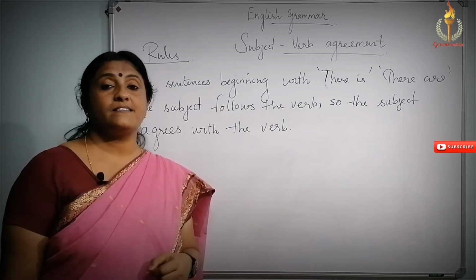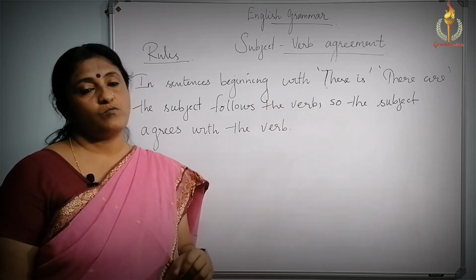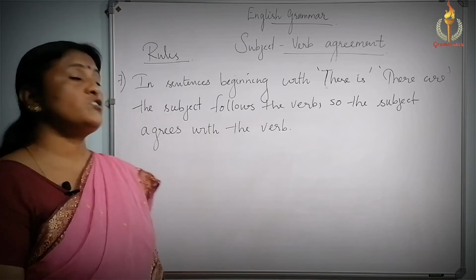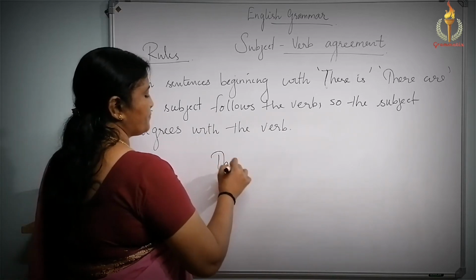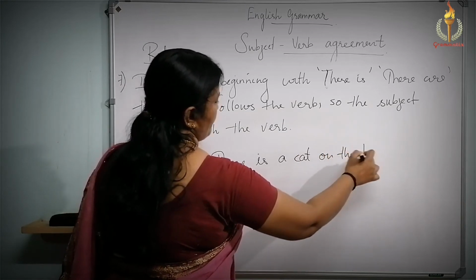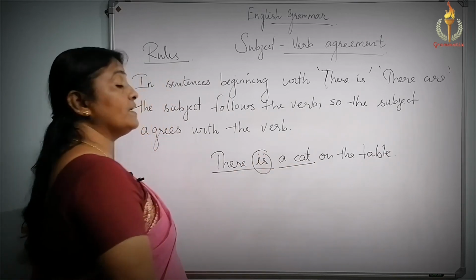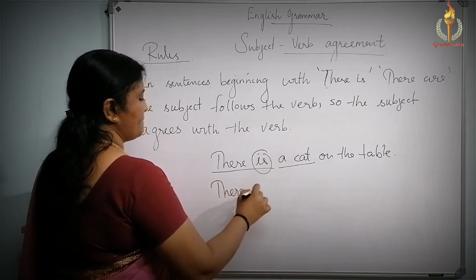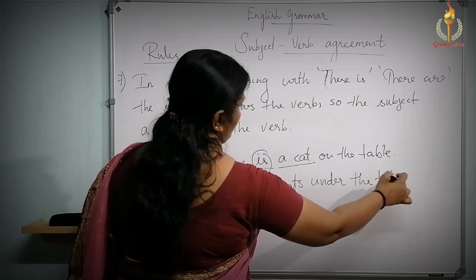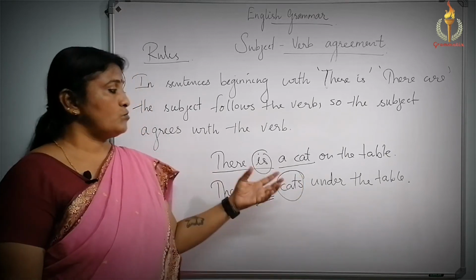The seventh point says that in sentences beginning with there is or there are, the subject follows the verb. So the subject agrees with the verb here. For example, there is a cat on the table. Since it is singular here, you will be having a singular verb. Similarly, there are cats under the table. Here also the same thing. There are, so it is plural. So this is your seventh point.